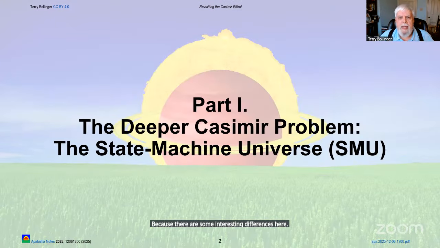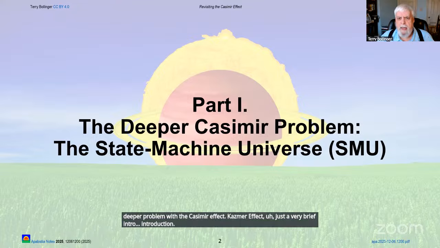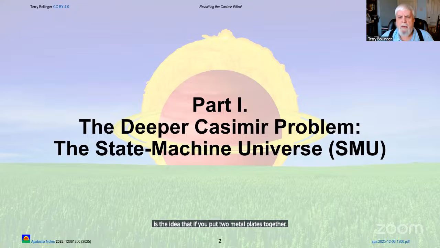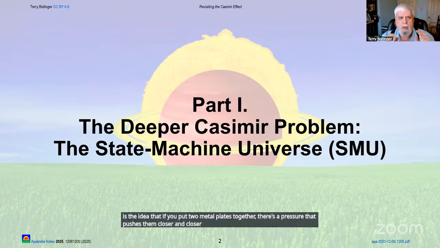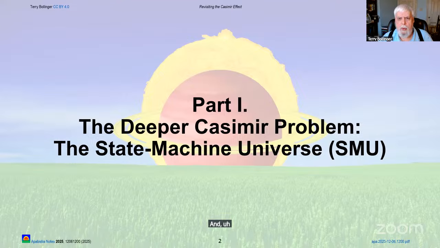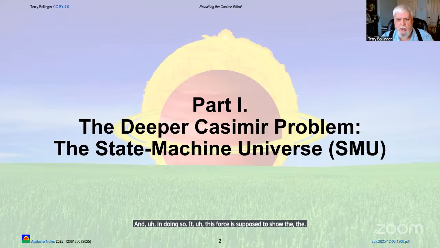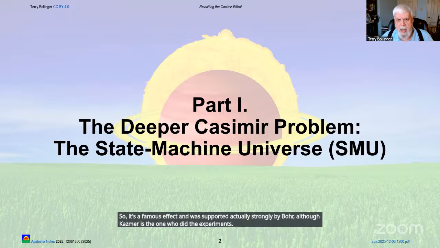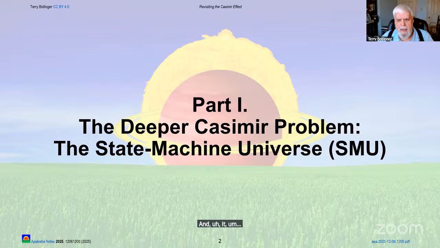Deeper problem with the Casimir effect. The Casimir effect, just as a very brief introduction, is the idea that if you put two metal plates together, there's a pressure that pushes them closer and closer together. And in doing so, this force is supposed to show the almost infinite energy that resides inside of quantum uncertainty. So it's a famous effect and was supported actually strongly by Bohr, although Casimir is the one who did the experiments. And it has had quite an impact on physics over the years.